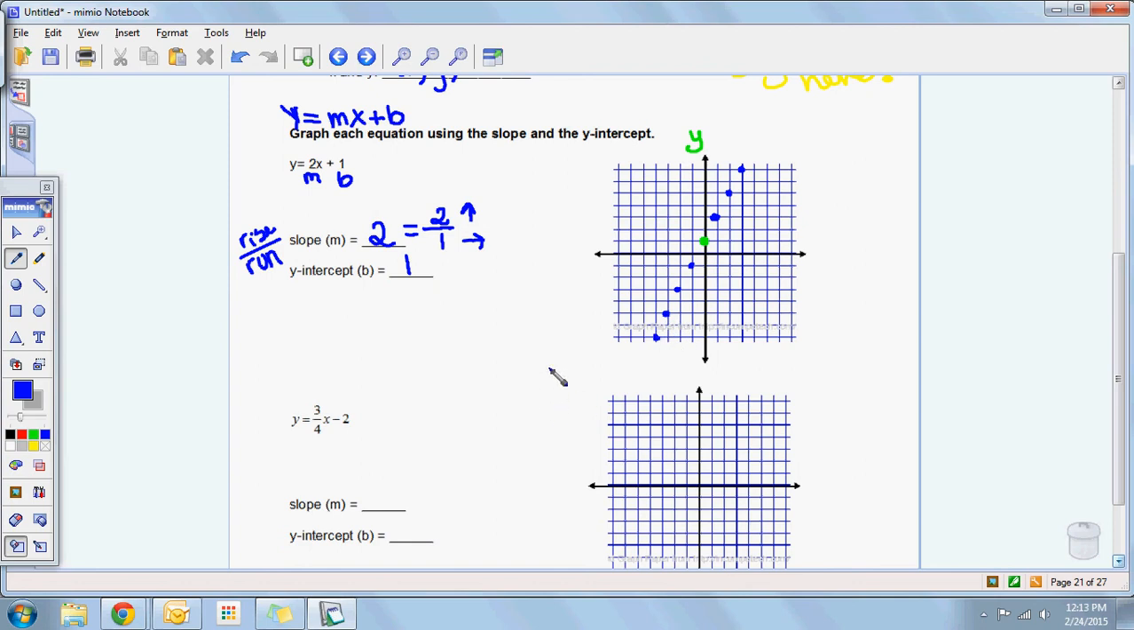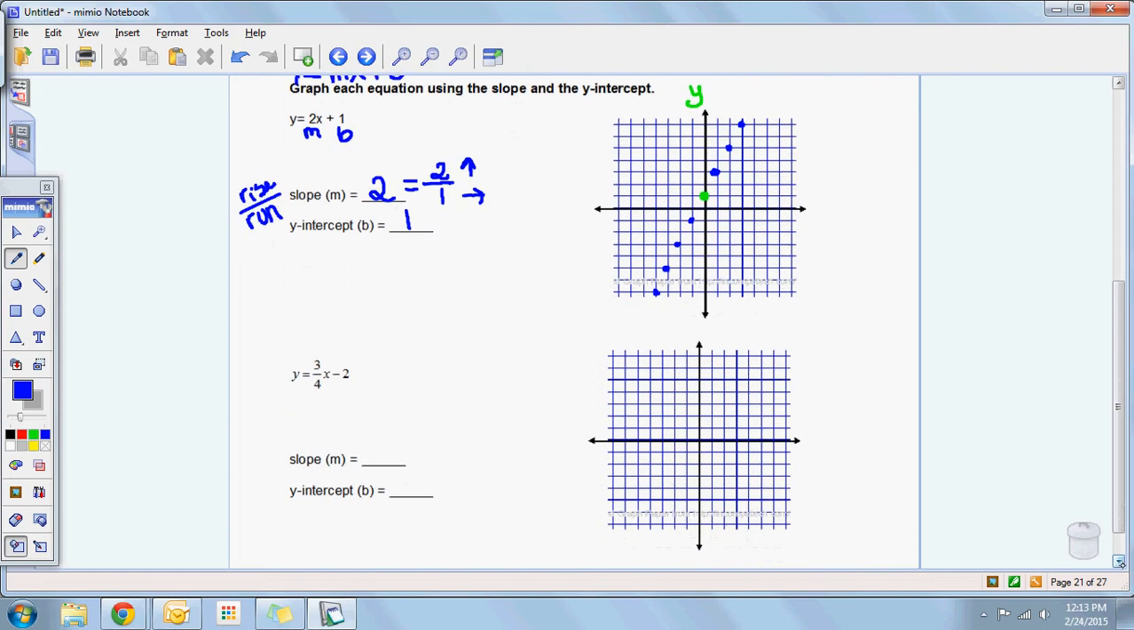Okay, there's your line. So you are going to stop and you're going to connect those points. I'm not going to because I don't have a straight edge on this silly program. So connect those points and make a nice line through all those points. And that's it.